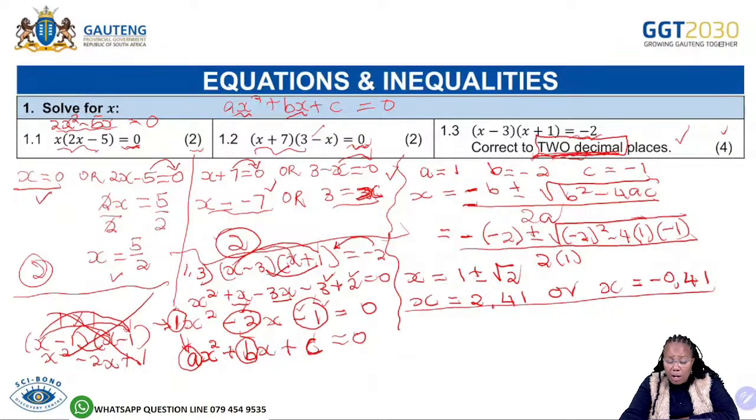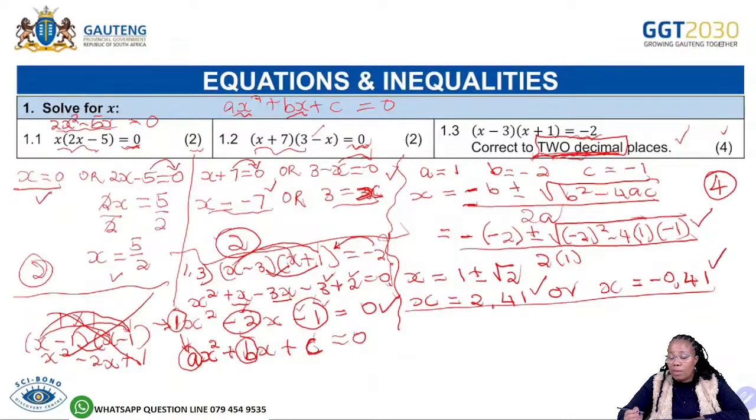Let's look at the mark allocation now. The first mark is for multiplying this out to get the correct trinomial there. That is your first mark. Second mark will be for substituting into the correct formula. The third mark will be for the first x value, the fourth mark for the second x value. Hence, this problem is worth 4 marks, grade 12.